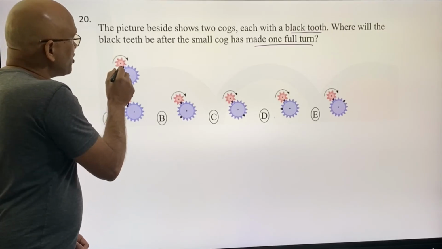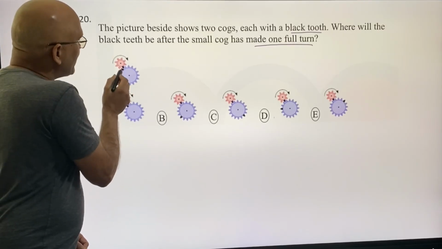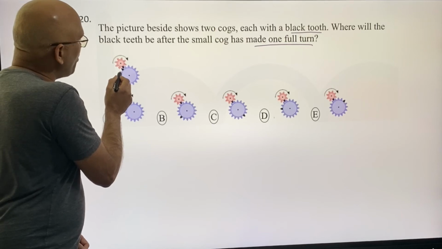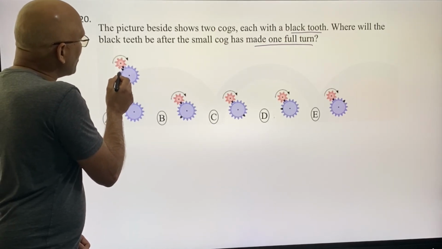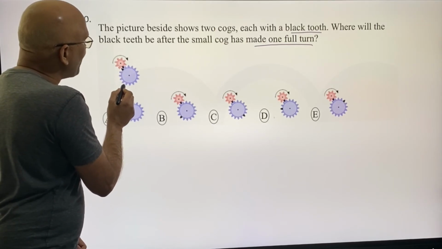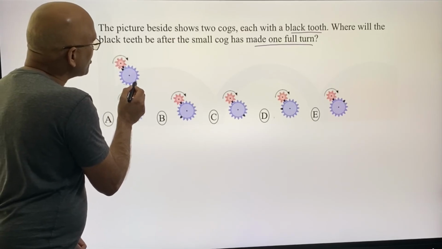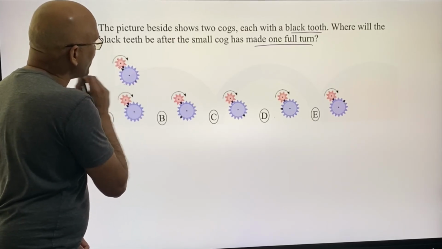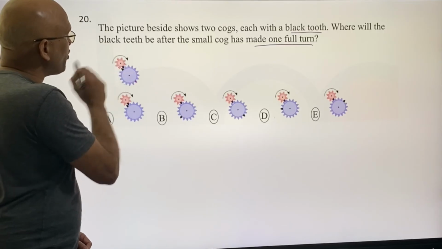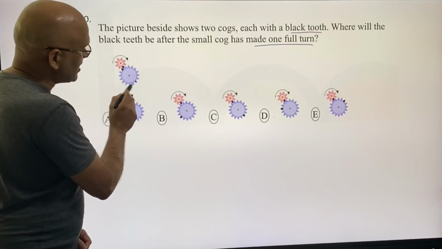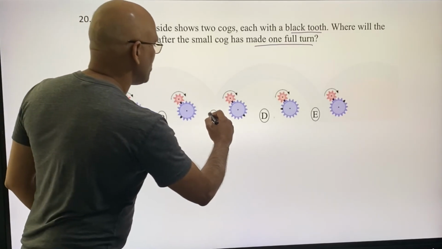And when it turns by one tooth, this is going to go by one, right? So let me count 1, 2, 3, 4, 5, 6, 7, 8. So the black teeth is going to be somewhere here when this has turned one full turn, right? So this matches with the choice C.